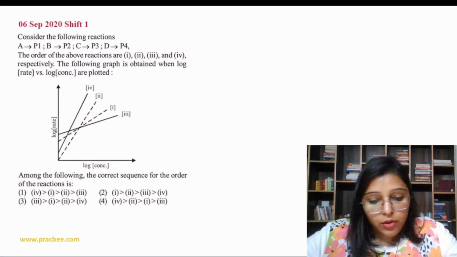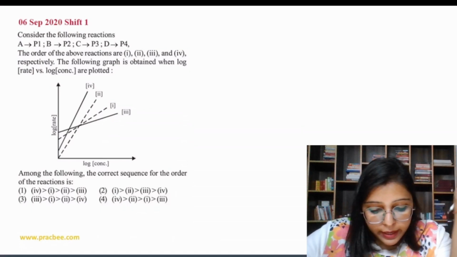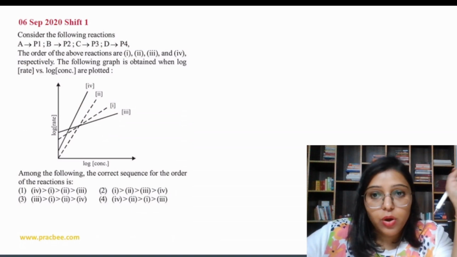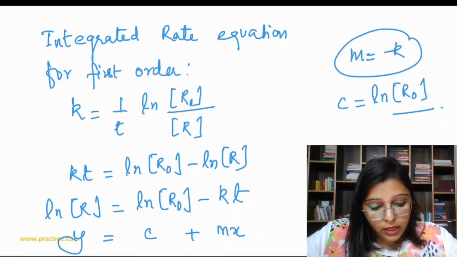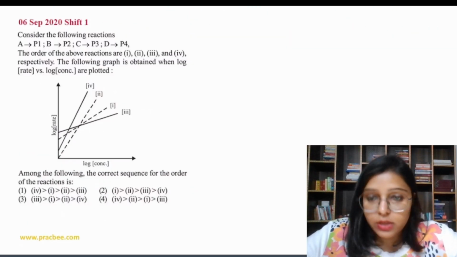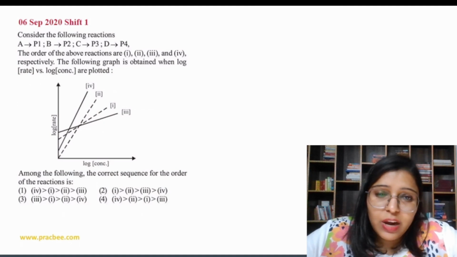Okay. Now let's do next type of question. So log rate versus log concentration we have to plot. What? Log rate and log concentration. Fine. So the order of the above reaction? So how to solve this?